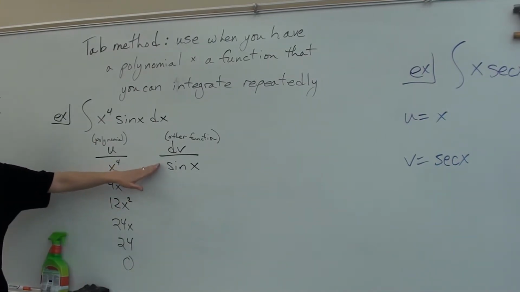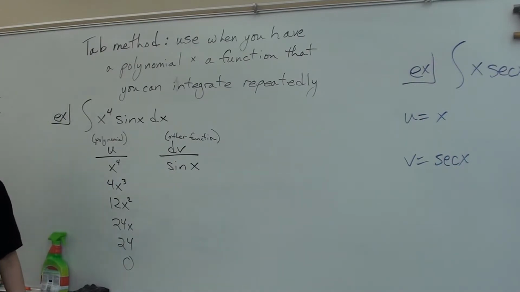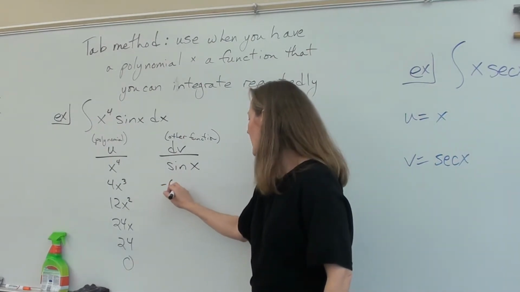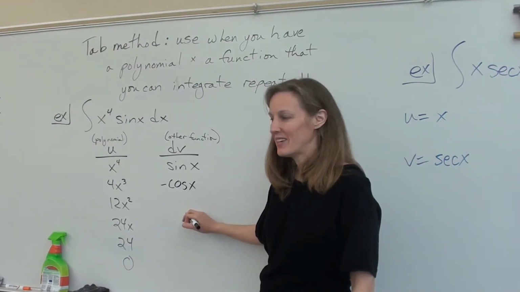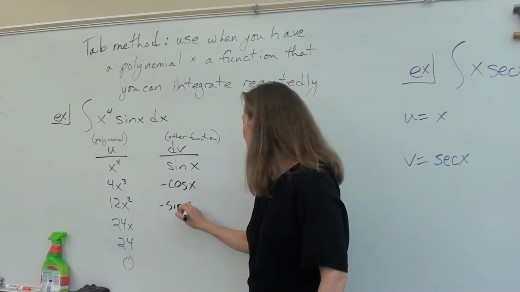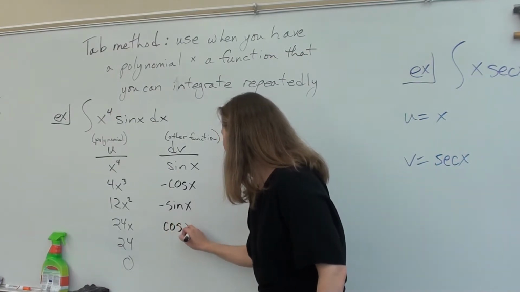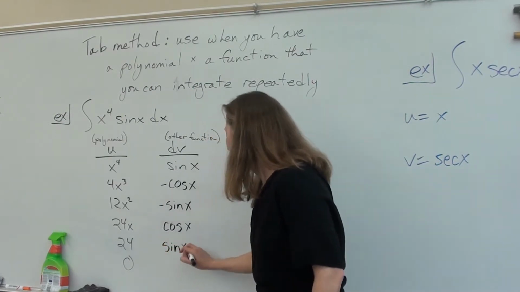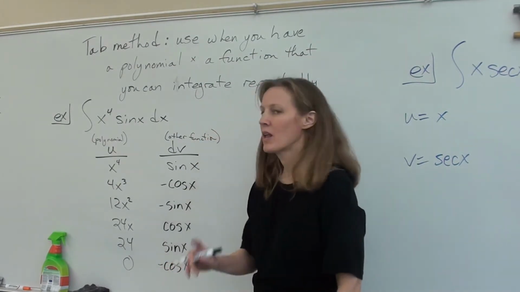Then you start with your other function and you anti-differentiate for every single row that you've got for your polynomial. So, what's the antiderivative of sine? Negative cosine. What's the antiderivative of negative cosine? Negative sine. What's the antiderivative of negative sine? Cosine. What's the antiderivative of cosine? Sine. What's the antiderivative of sine? Negative cosine. One more step.